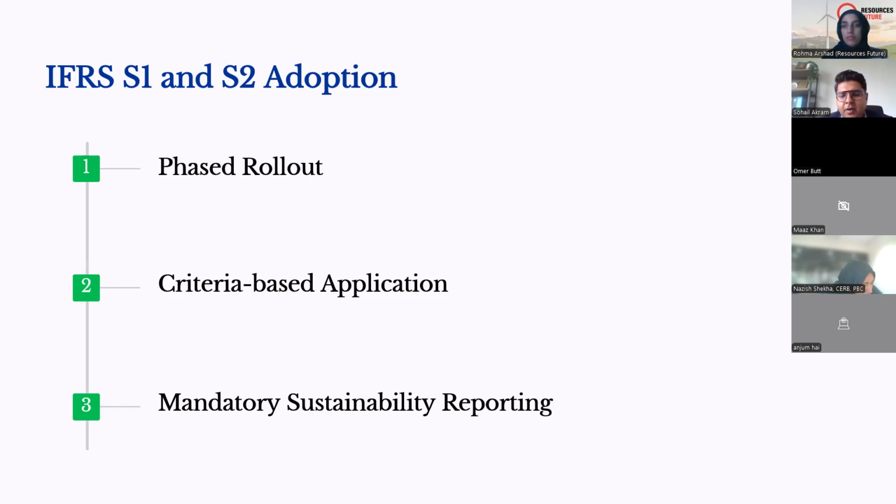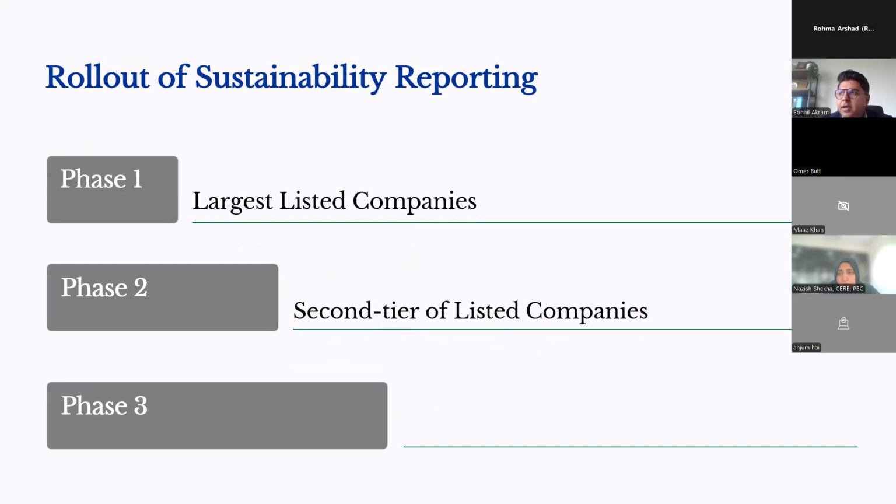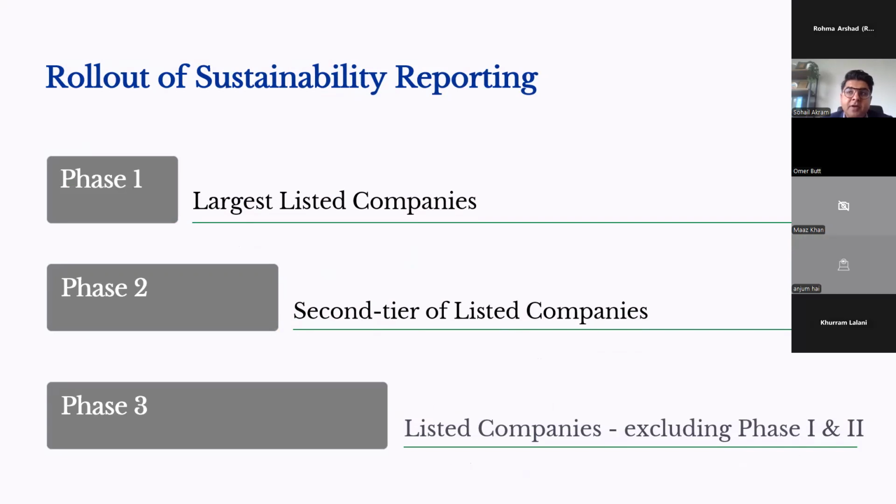I will quickly explain that criteria in the coming slide. The mandatory sustainability reporting has been specified by SECP. So once the reporting period kicks in, the sustainability report is a mandatory requirement for those who are required to follow it based on the criteria. Phase one is the largest listed companies. I will explain what largest means. Phase two would be the second tier of listed companies who are not within phase one. And lastly, phase three would cover the listed companies as well as public interest companies, and the listed companies would be those who were not within phase one and phase two.